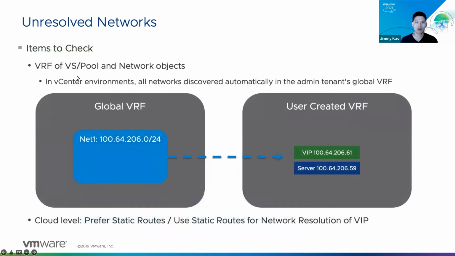Third, check that the VRF of the VS and the pool matches that of the corresponding network objects. In vCenter environments, all networks are discovered automatically in the admin tenant's global VRF. If you wish to create a VS in a different VRF, it is necessary to move those networks to that VRF. Lastly, check these two cloud level flags and make sure that their values are set correctly for your configuration.